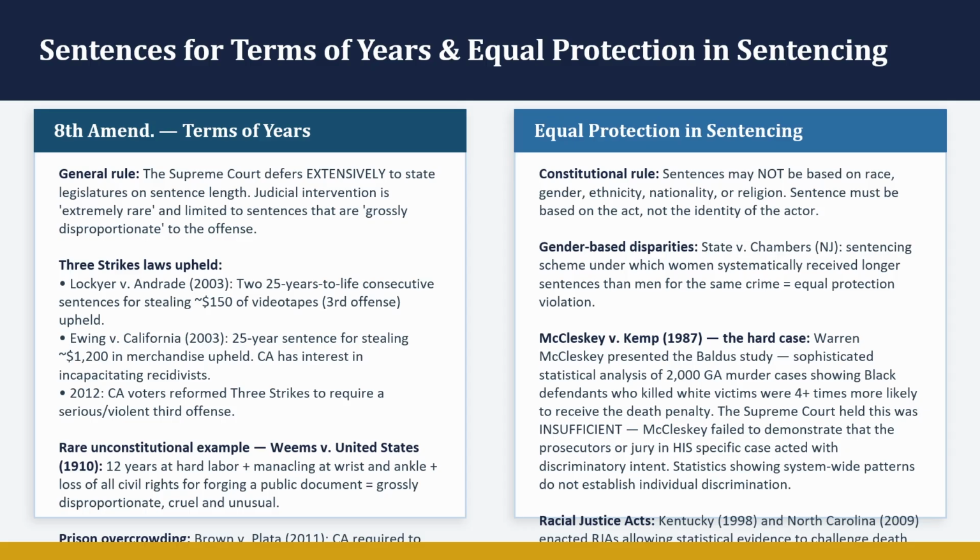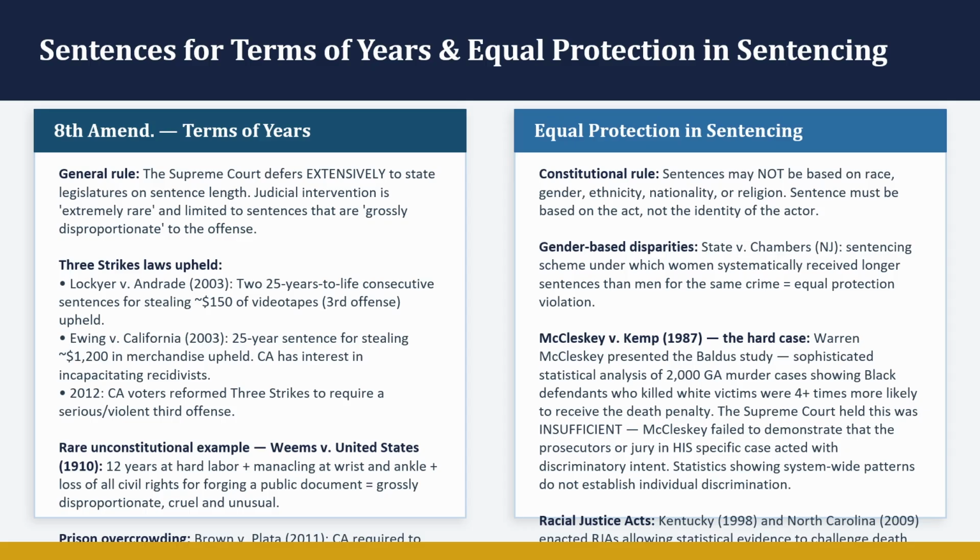Weems v. United States is the rare counterexample. 12 years at hard labor, shackled at the wrist and ankle, followed by lifetime loss of civil rights for forging a public document. The Supreme Court found this grossly disproportionate in both degree and kind. On equal protection, the rule is clear. Sentences cannot be based on race, gender, ethnicity, or nationality.